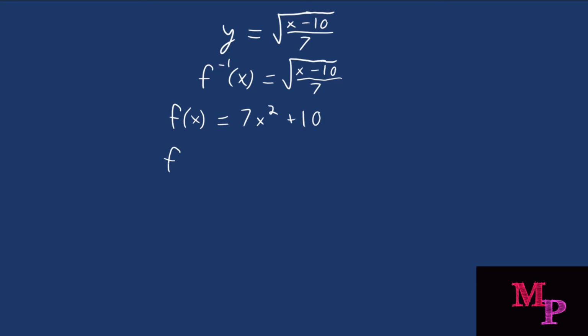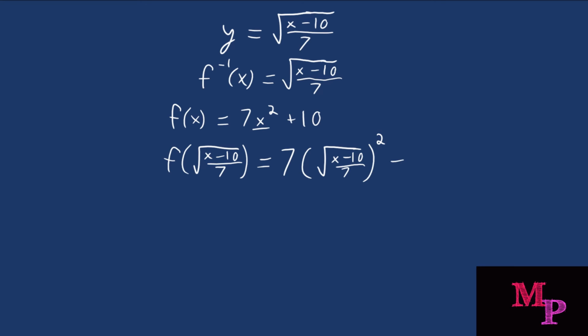So now we're going to want to plug in our inverse function, which in this case is the square root of x minus 10 over 7. And we're going to plug this in everywhere you see an x in your original function. And we only see it one time. So the square root of x minus 10 over 7, and that is being squared, plus 10.